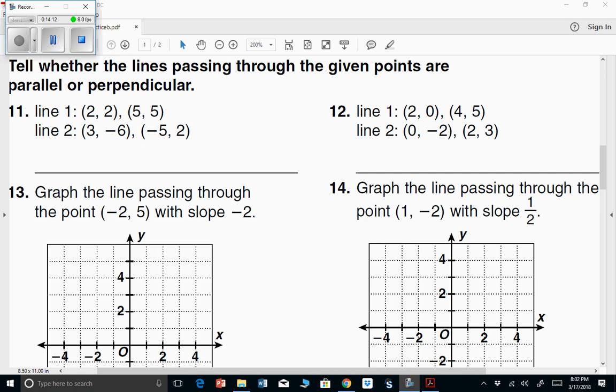On your homework today, you're going to get some questions that look like this. Tell whether the lines passing through the given points are parallel or perpendicular. Same question like we just did, except they give you 2 points on the line. So you can just use the slope formula with x sub 1 and y sub 1 and x sub 2 and y sub 2 and plug them in. You'll get a slope for line 1, a slope for line 2. If they're the same, then they're parallel. If they're negative reciprocals of each other, then they are perpendicular.